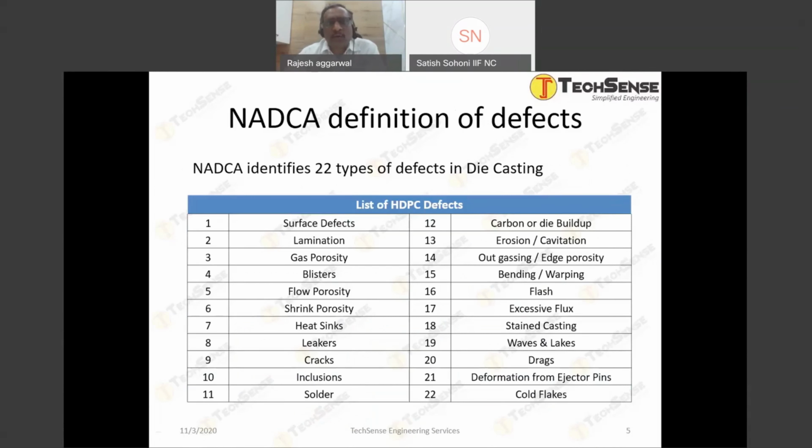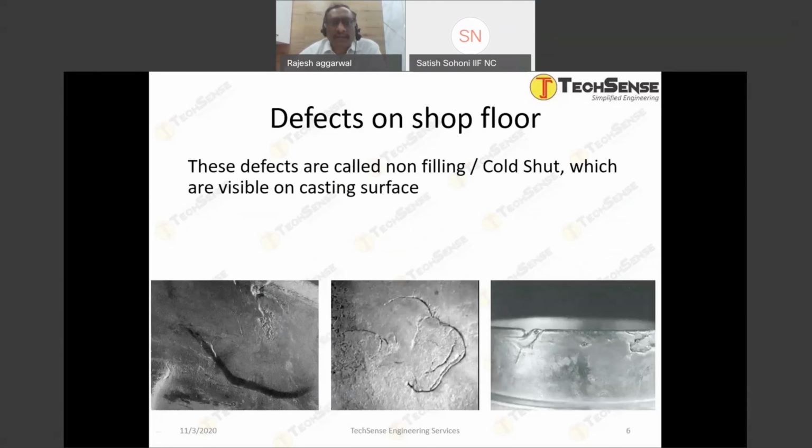NADCA identified 22 different types of defects, and based on the process understanding, we can classify these 22 defects as cold defects and hot defects. As we go along, we will understand why we are talking about this categorization with this perspective. You can see the defect images of the most common defects found on the shop floor: non-filling and cold shut, which are visible on the casting. You can see the different ways they appear on the casting, such as non-filling, cold joints or cold shut.